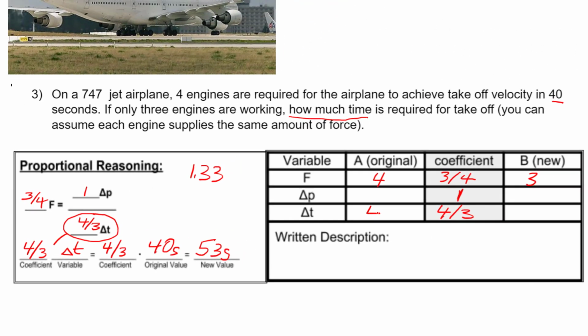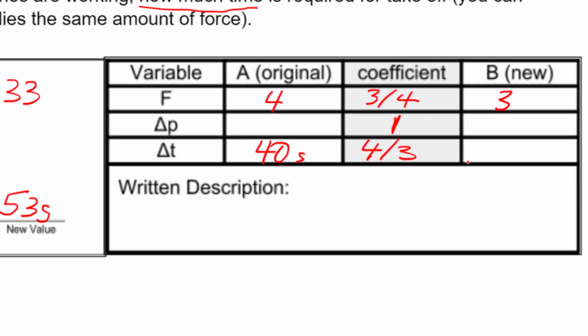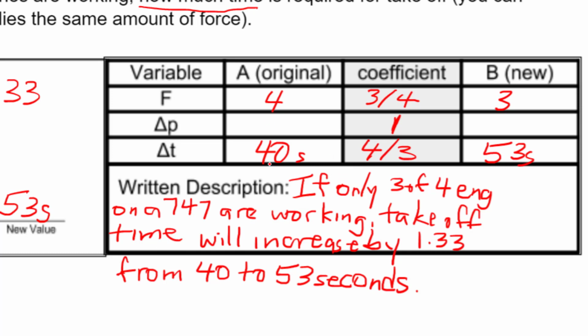Now we can fill this stuff in. My original time was 40 seconds. My new time, 53 seconds. So I'll put in my written description of what's happening here. Let's take a look at that written description. If only 3 of 4 engines on a 747 are working, takeoff time will increase by 1.33 times, from 40 to 53 seconds. That's physics for now.